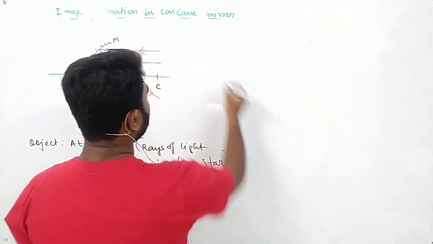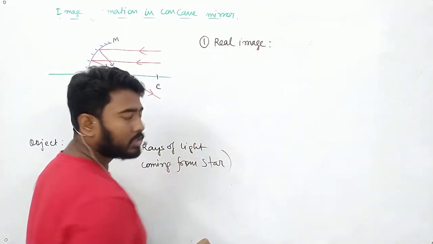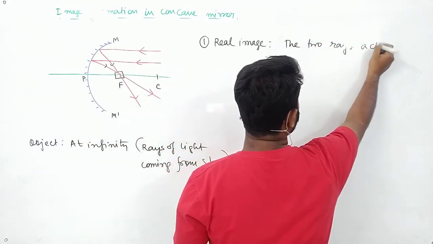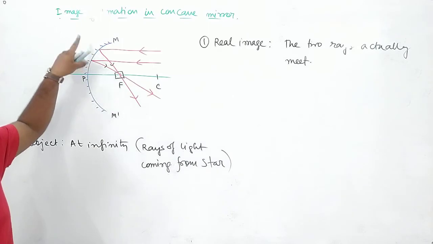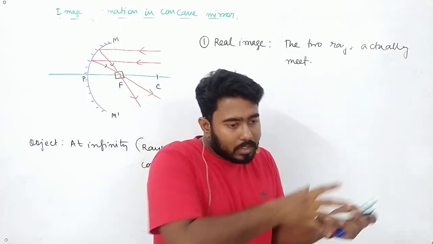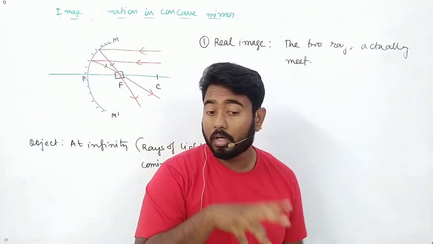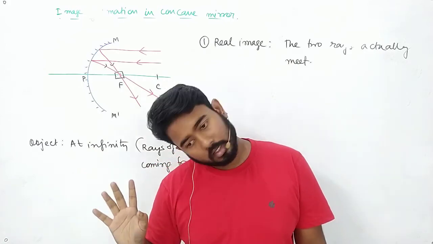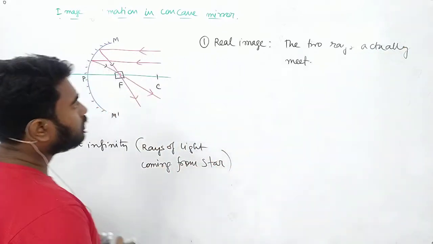There are two cases. First case is a real image. What happens in a real image? The two rays actually meet. See, after reflection they have actually met there. We have done reflection in a mirror also. In that case, we extended the reflected portion and cut them somewhere else. In that case, they have not actually met. The extended portions have met. That is a virtual image. So if they are meeting actually, then this will be a real image.